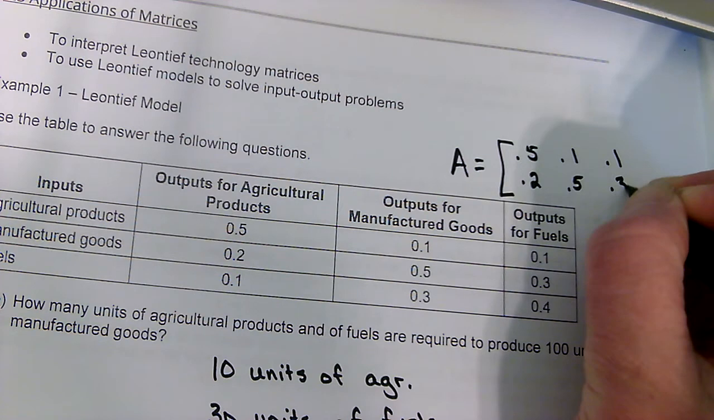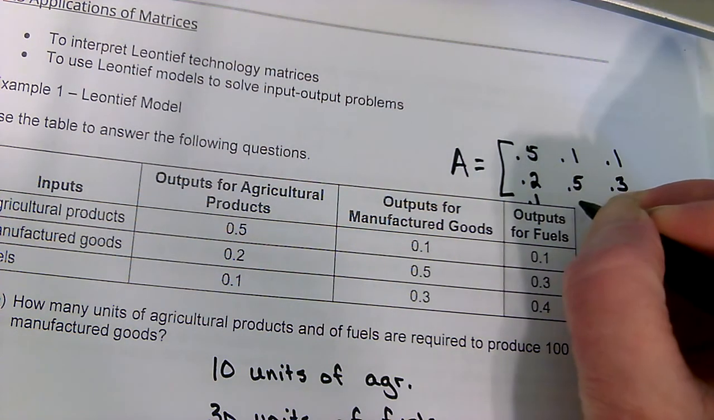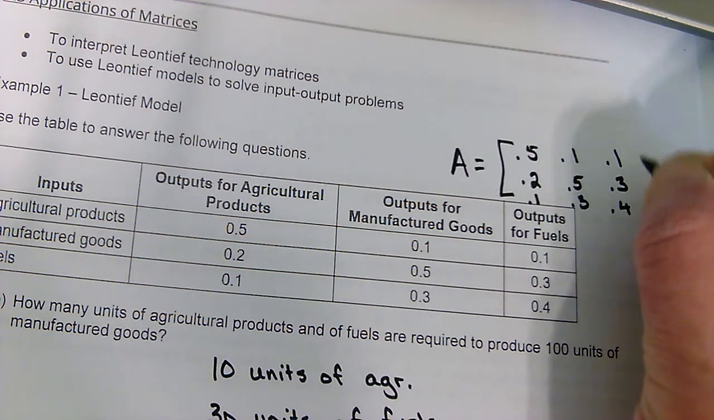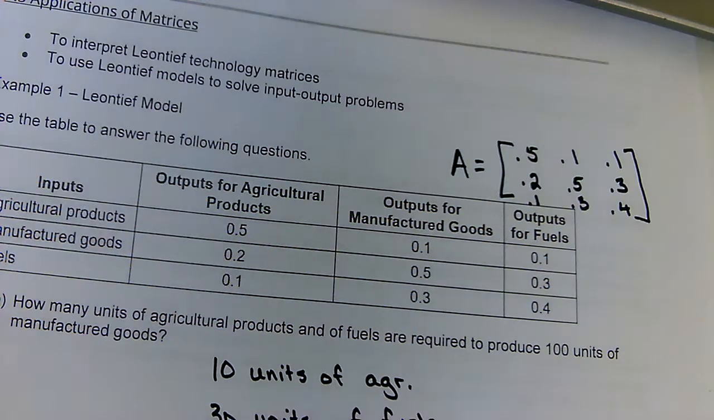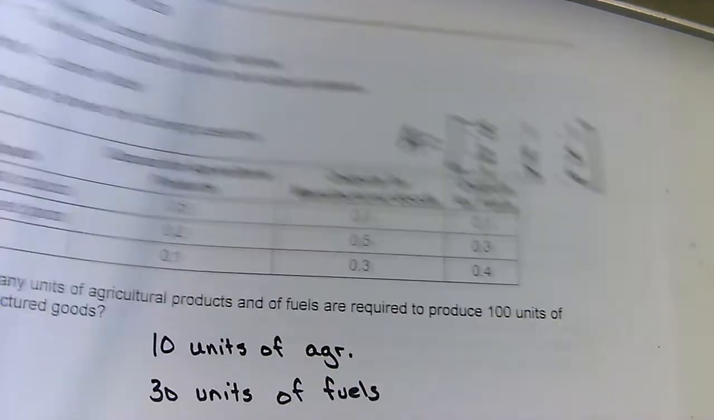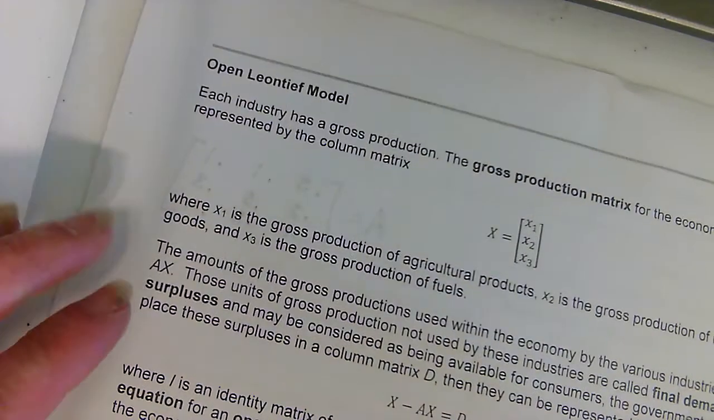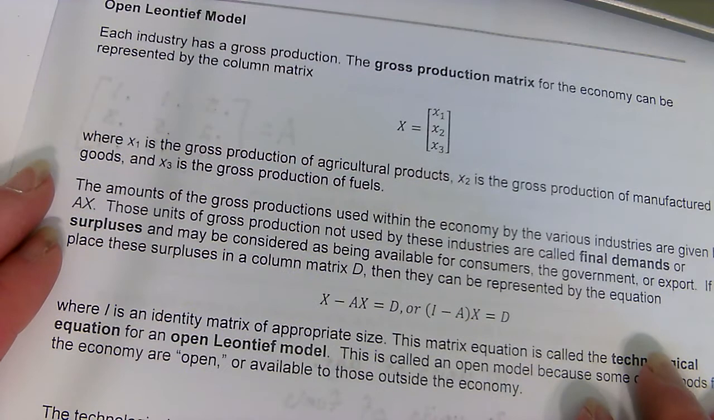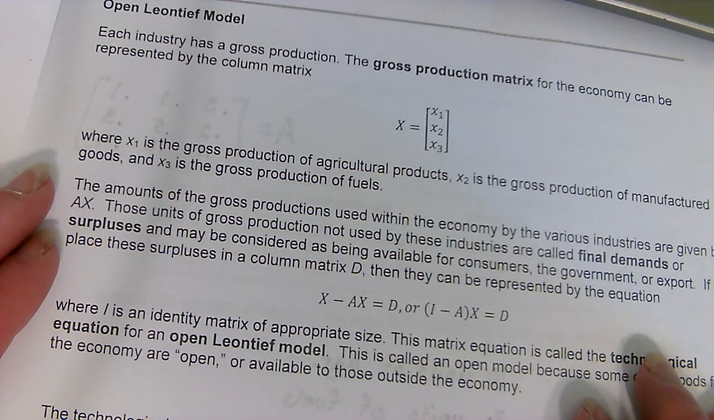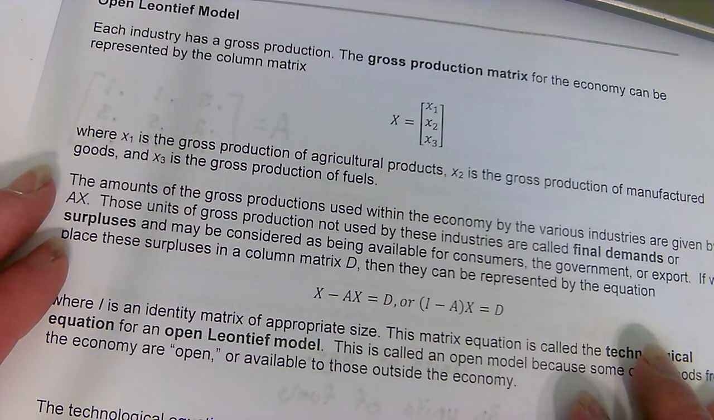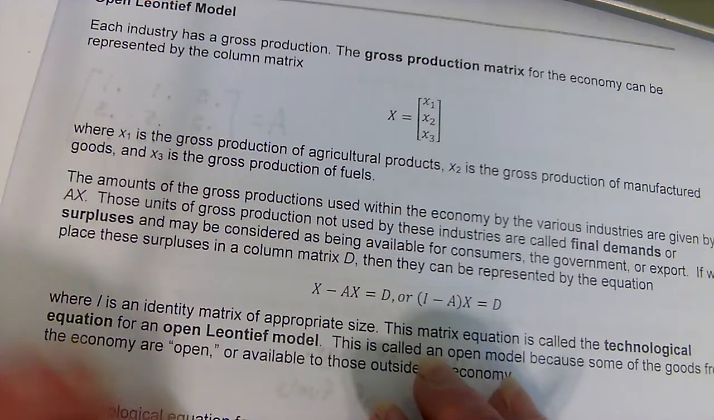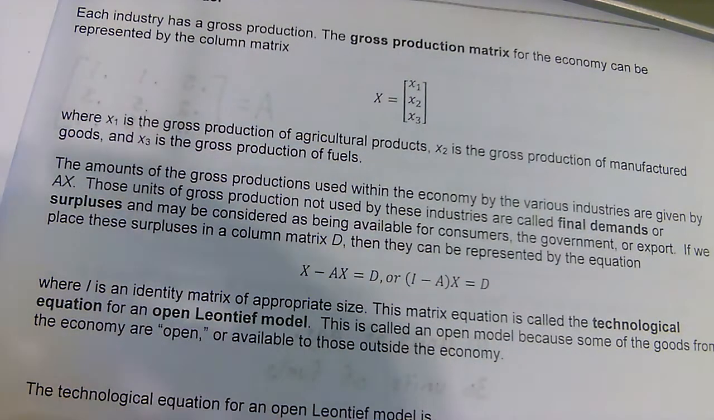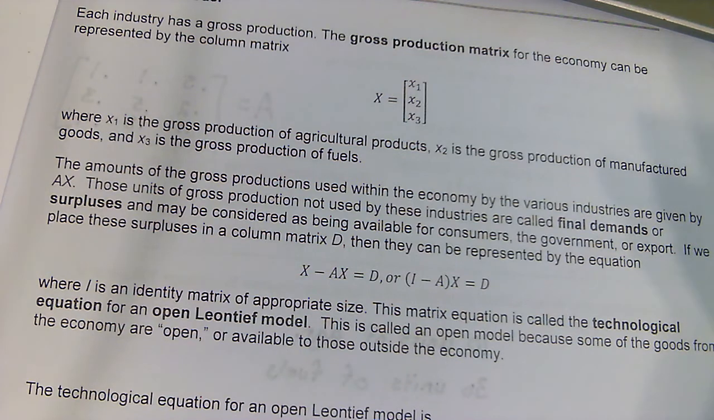I never give myself enough room, 0.3, and 0.4. So we would take that matrix times our gross production, and get the amount of gross production used within the whole economy for all the various industries.